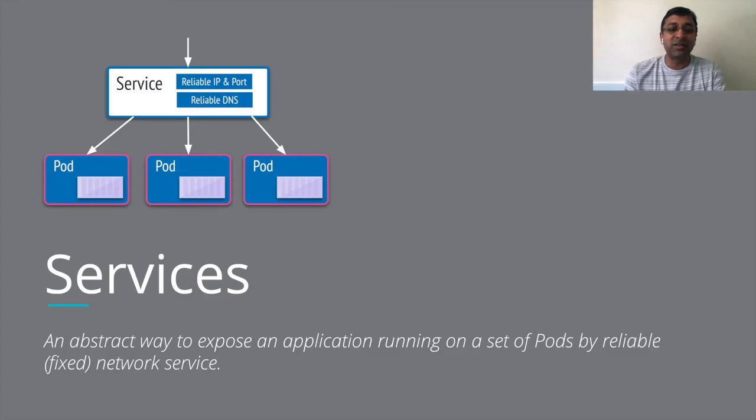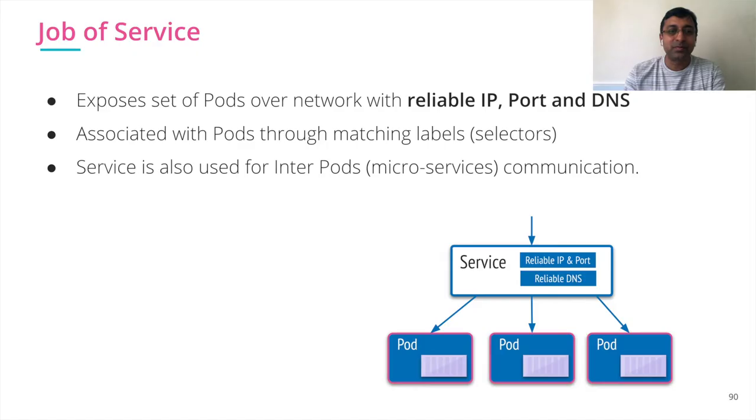Services are an abstraction to expose an application using a reliable IP, port, and DNS name. So the job of a service is to expose the pod over the network using a reliable IP, port, and DNS name, which never changes. So it's kind of fixed. Associate pods with a service using matching labels. Services are used for inter-pod communication as well, from one microservice to another microservice. So internally, applications talk to each other using services.